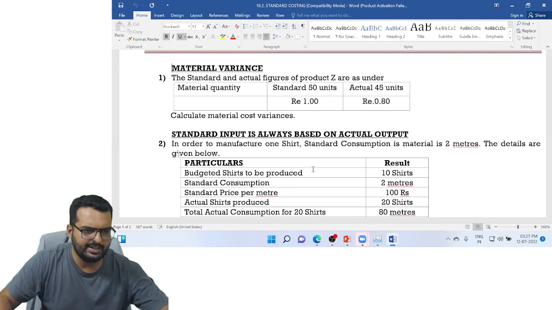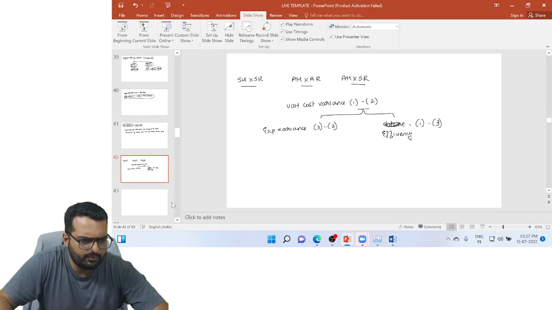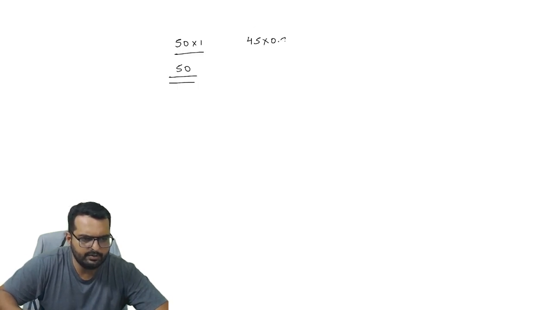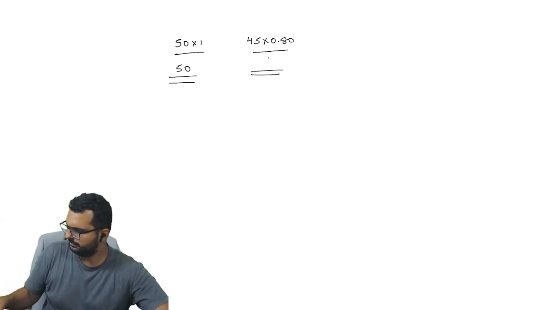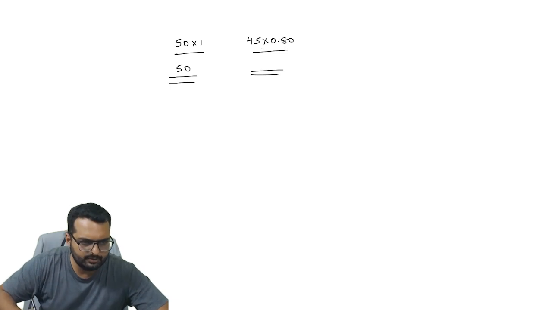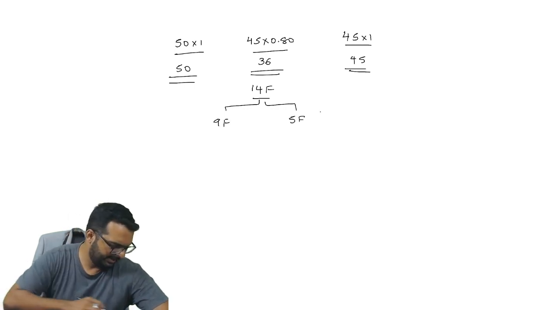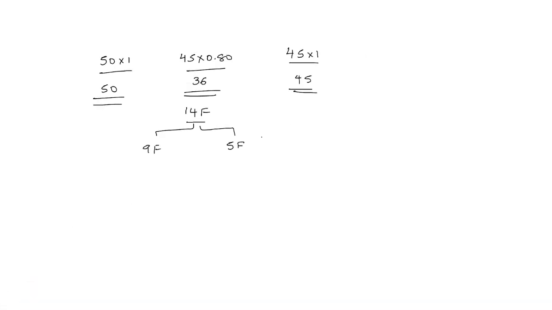Wonderful friends, many of you have started getting the answer. I'll just quickly do it on the board, friends, so that we are all on the same page. It will be 50 into 1. That is 50. What about the second one? 45 into 0.8. That will be how much? That will be 36. All right, and the last one is going to be 45 into 1. You will get it as 14 favorable, 9 favorable, 5 favorable. Am I right? All right. Same way, do the other one also, guys.